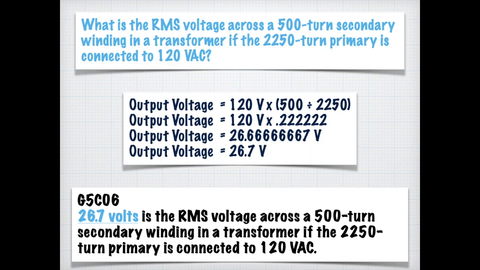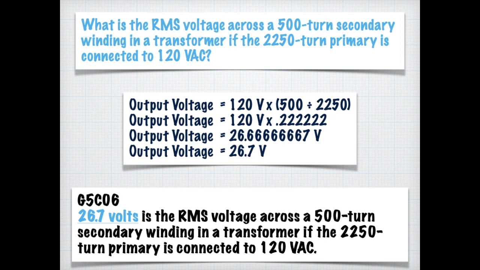If you get this question, what is the RMS voltage across a 500 turn secondary winding of a transformer if the 2250 turn primary is connected to 120 volts? Well, the output voltage is 120 volts times 500 divided by 2250, which gives us the ratio. When we do the math, it comes out to 26.7 volts, rounded off.